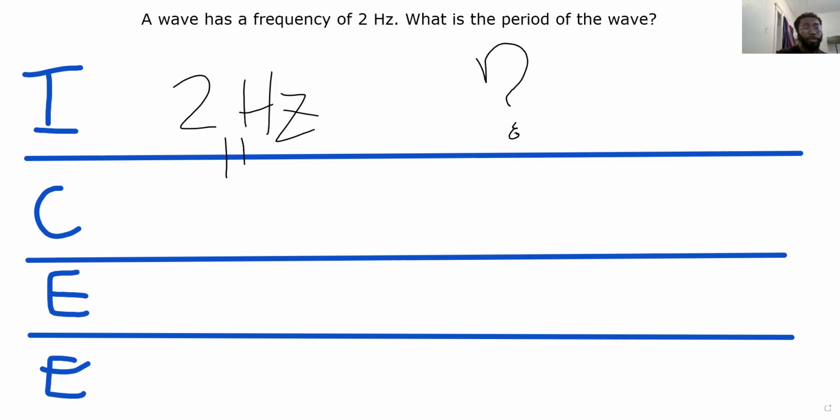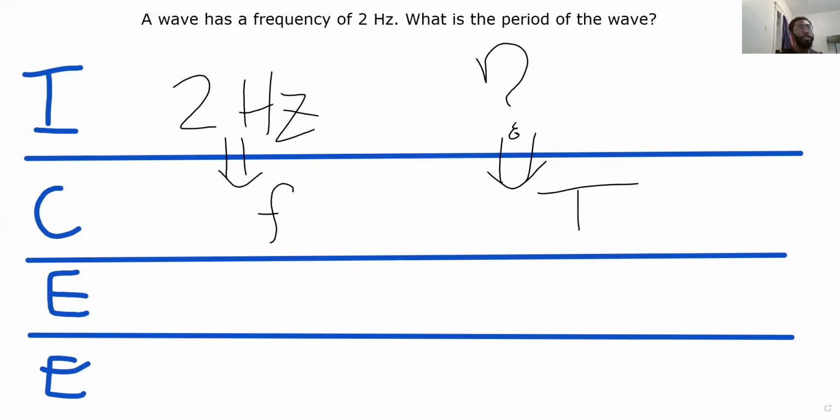All right. So we're going to go ahead and categorize these by writing the symbol that represents them. So we know that the problem said our frequency was 2 hertz. So we're going to write F for frequency. And then the period of the wave, we're going to put our capital T for period. Okay, that's what we're looking for. So now again, we're going to go ahead and use one of the equations that we have to solve for this. So I'm going to do this 2 different ways.